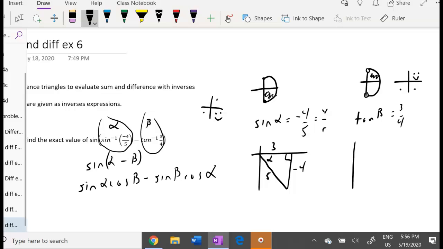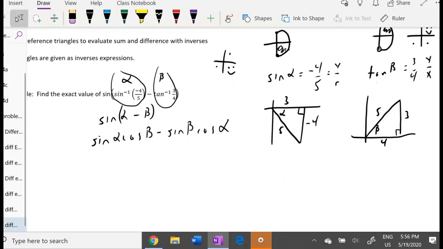So we're going to go ahead and draw a first quadrant triangle that we're going to call our beta triangle. We know that the tangent of beta is by definition y over x, and in the first quadrant they're both positive, so it's going to be a 3 for the y, a 4 for the x, and this is another 3, 4, 5 triangle, making 5 for the hypotenuse. Okay, now armed with those triangles, it should be pretty easy to finish the problem.